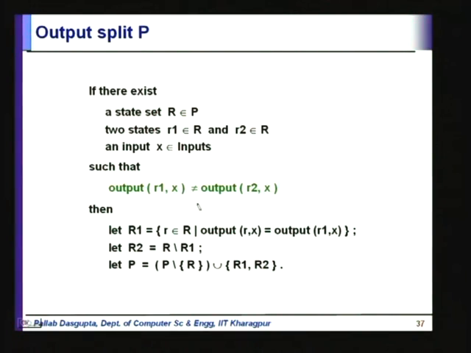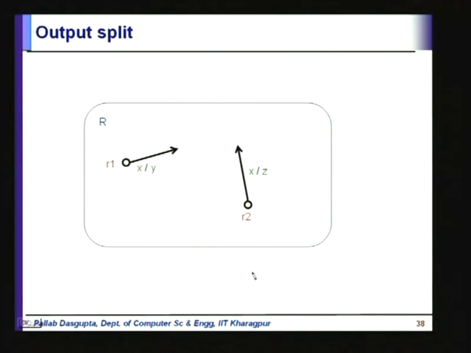So if you find that output of R1 on x is not equal to output of R2 on x, where R1 and R2 are in the same bucket R, then we must split the bucket R. So how do we split it? Let R1 be all of those states in R whose output is equal to output of R on x, okay, and then let R2 be the remaining set of states, and then we split the partitions by removing R from that as a partition and replacing it with two sub partitions R1 and R2. Okay, so this is output split.